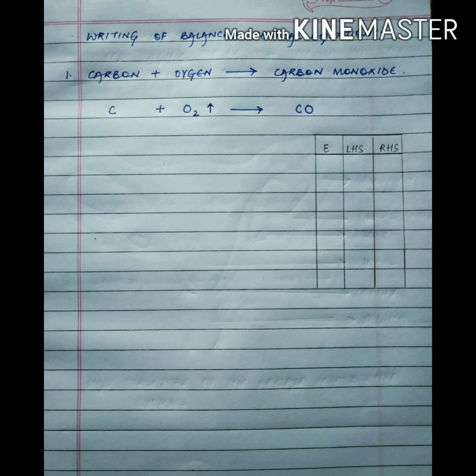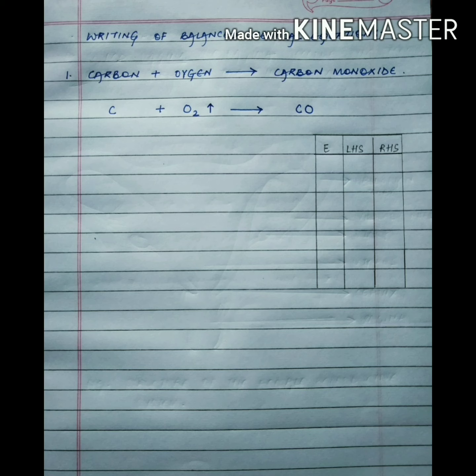Gives out carbon monoxide. Now, carbon is C and we know oxide is O. Monoxide means there is only one oxide in it, or one atom of oxygen, so it will be CO. So whenever there is monoxide, that means you will find only one oxygen atom in it. So C plus O2 gives out CO. So this is the chemical equation for the word equation.